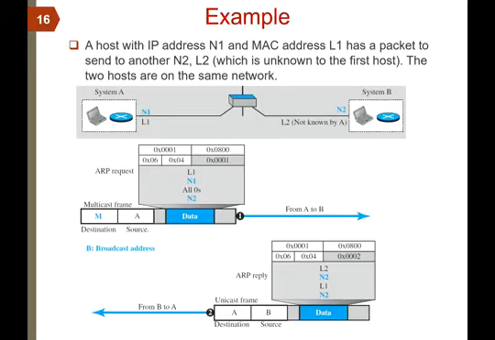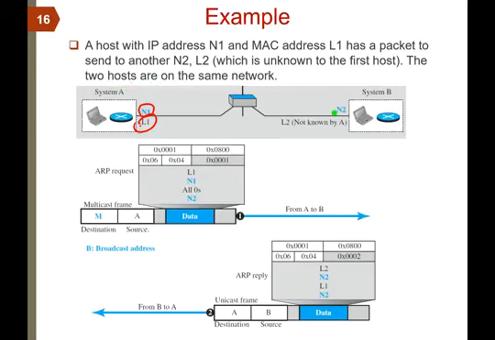This is an explanation of how ARP works. So host A, with a network layer address N1 and the MAC address L1, has a packet to send to another host, N2 L2, which is unknown to the first host. Of course, you don't know L2. The two hosts are on the same network.